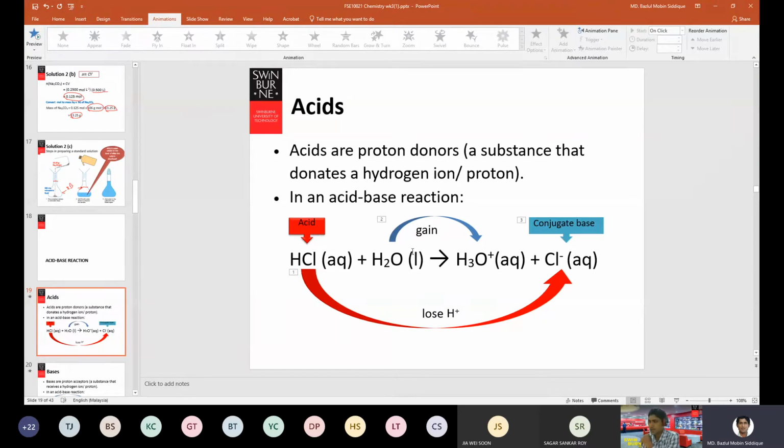Okay. Since this hydrogen ion is given up by HCl, which is an acid, this water is taking up that hydrogen ion, or proton, and then it is becoming the hydronium ion, and HCl is becoming chloride, so that it becomes an anion.